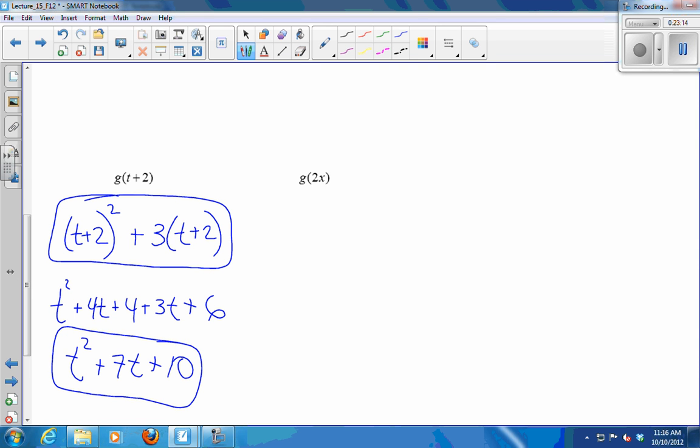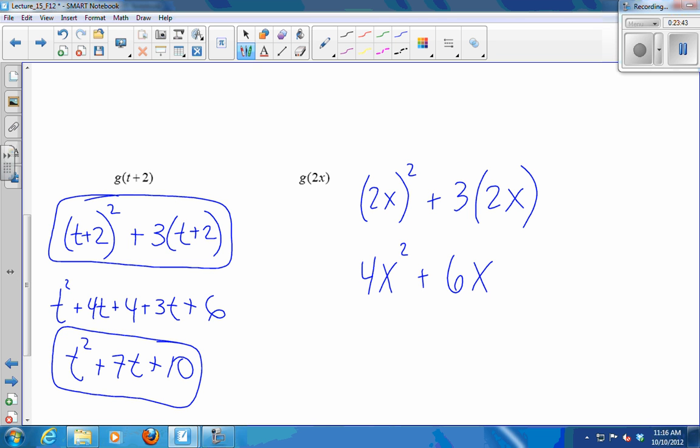And then g of 2x. Okay, so the g machine takes whatever input you give it, squares it, and adds 3 times it. So my input that I've been given is a 2x. I'm going to square it and add 3 times it. What is 2x in parentheses squared equal? 4x squared. You got to square both parts there. And then 3 times 2x is 6x.